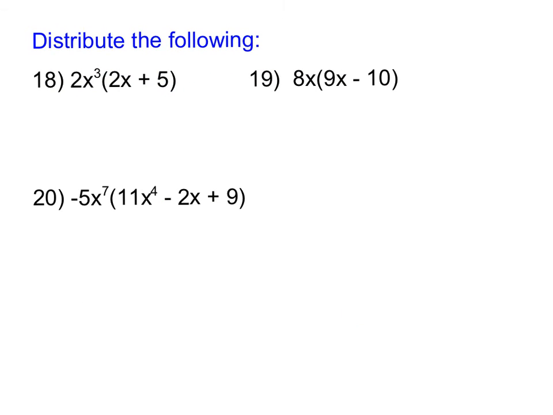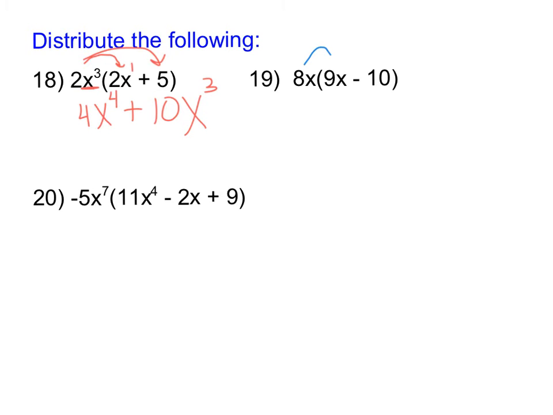All right, so now we're going to use what we just talked about, and we're going to distribute. So when you distribute, remember when you have x's, you're going to add your exponents. So 2x to the third times 2x to the first. 2 times 2 is 4. 3 plus 1 is 4. And then 2 times 5 is 10. And then that x to the third is just going to chill there. All right, pause the video and try 19 and 20 on your own.